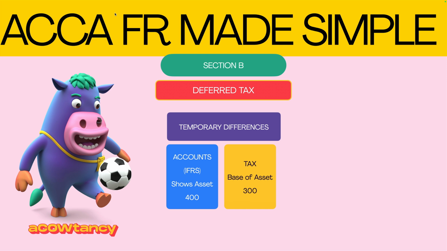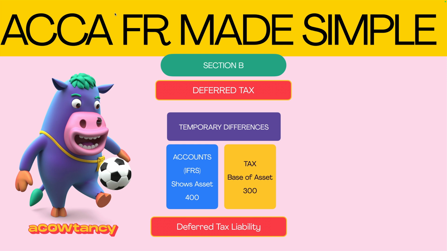So in this case, if we're showing an asset of 400 and they're showing an asset of 300, we are showing more asset, which is the same as more income, both debits. So we are showing more asset. In the end, they will equal zero. So this is a temporary difference. So there is a deferred tax liability on this.